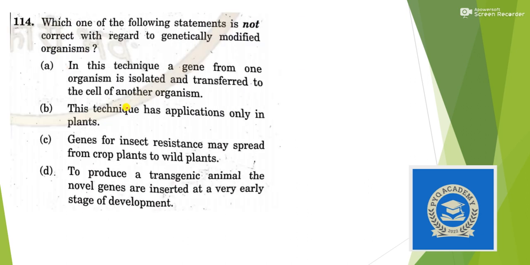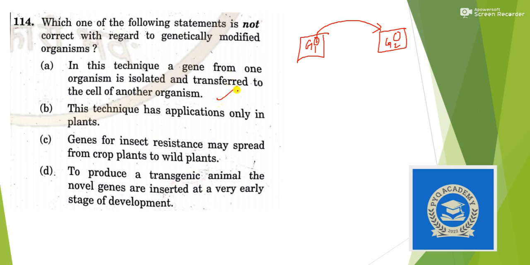Next, which one of the following statements is not correct with regard to genetically modified organisms? Yes, this is a question from higher NCERT. So let me solve this question. In this technique, a gene from one organism is isolated and transferred to the cell of another organism. Yes, this is true. So what happens in gene editing? Suppose there are two organisms, or two individuals, having gene 1 and gene 2, but this individual has one desirable quality in a gene, so it can be transferred to this one by some gene editing process.